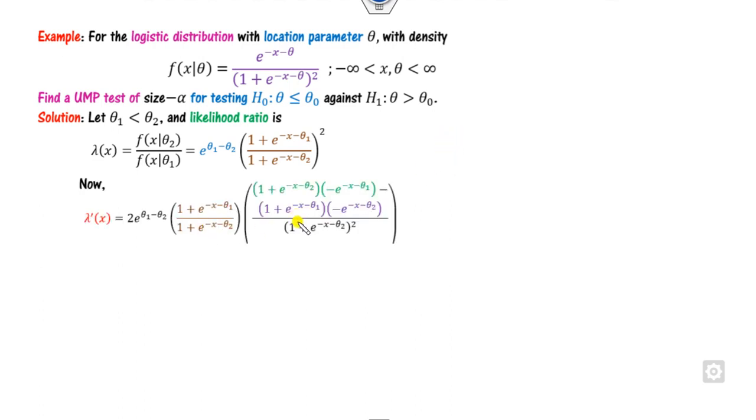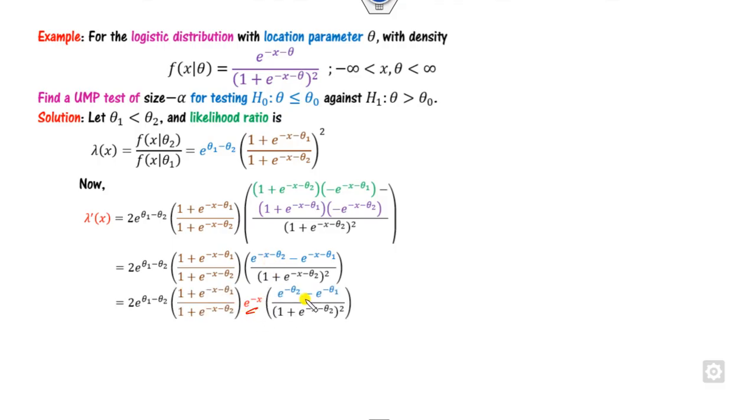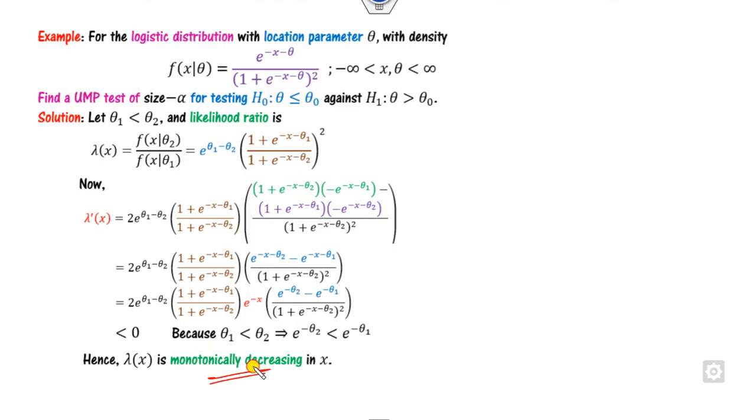You can take the derivative. You can simplify this bracket. You will get here, you can take the e raised to the power minus x common, and here it clearly says that theta 2 is greater than this. So what is the meaning of that? This number is minus of this, because we all know that e raised to the power minus x is a decreasing function. So it means it's monotonically decreasing. So once it's decreasing, you have to reverse the sign of the H1 in writing the phi x.